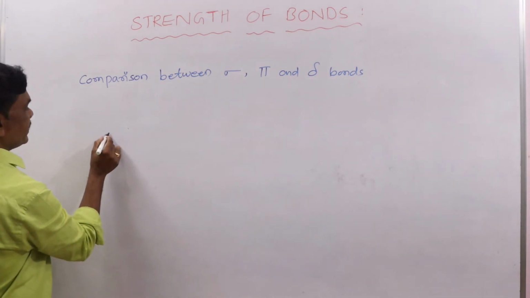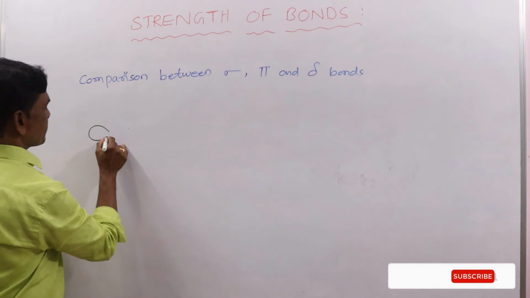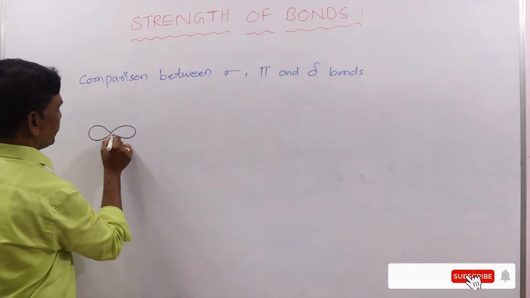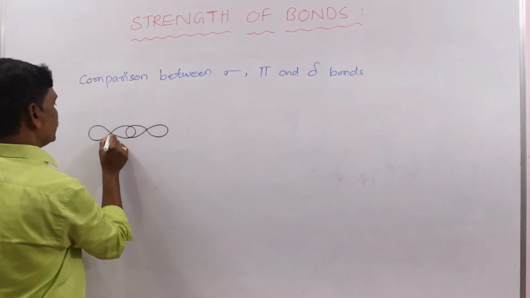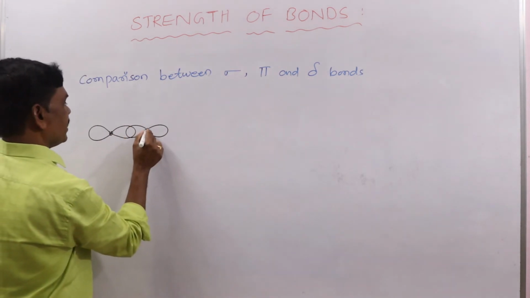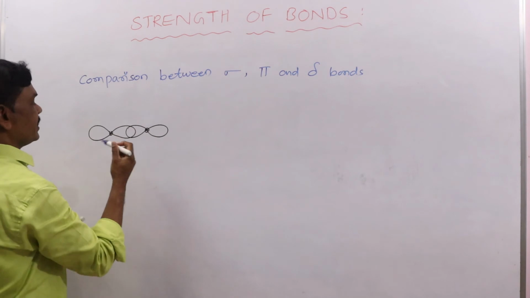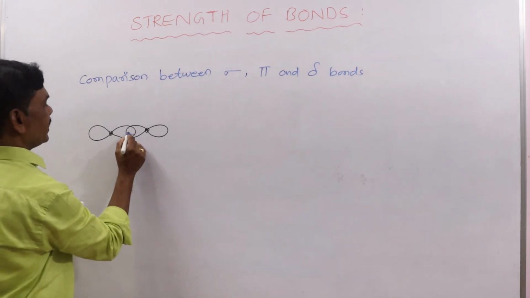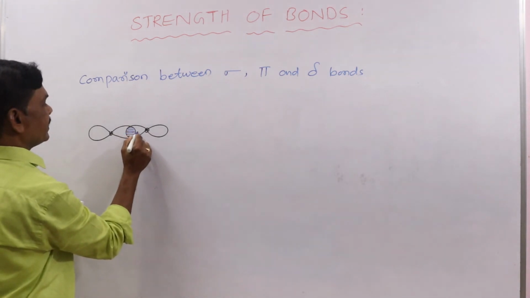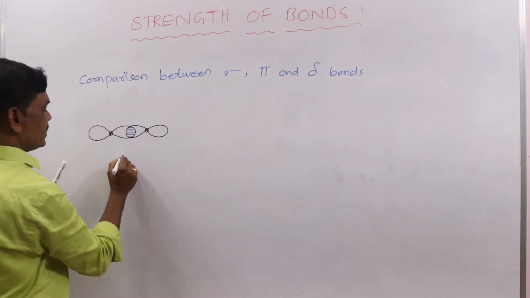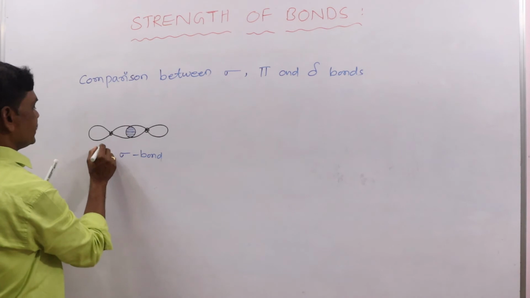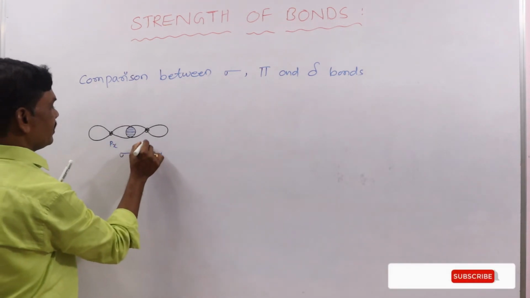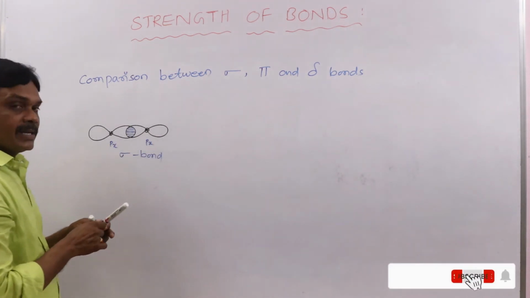So in case of sigma bond, here it is a p orbital, and another p orbital. This is the nucleus of the p orbital. Here is the overlapping region. So which bond is this? This is a sigma bond. This is a px orbital and it is also a px orbital.